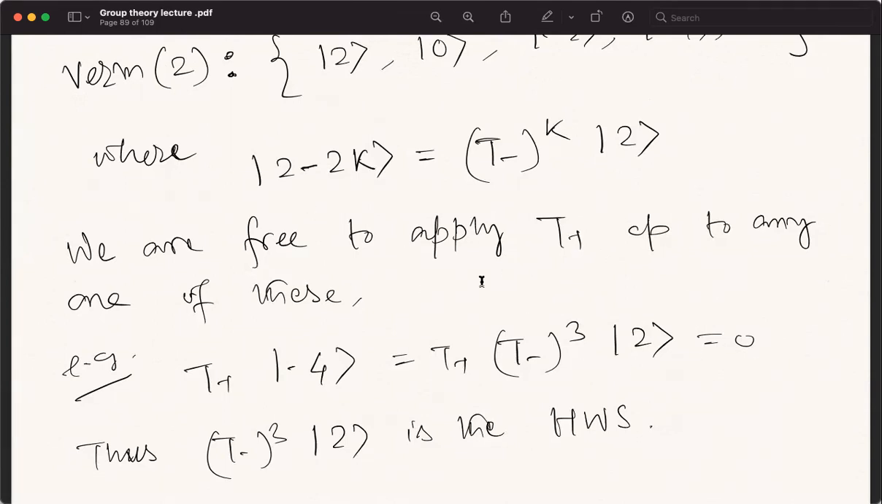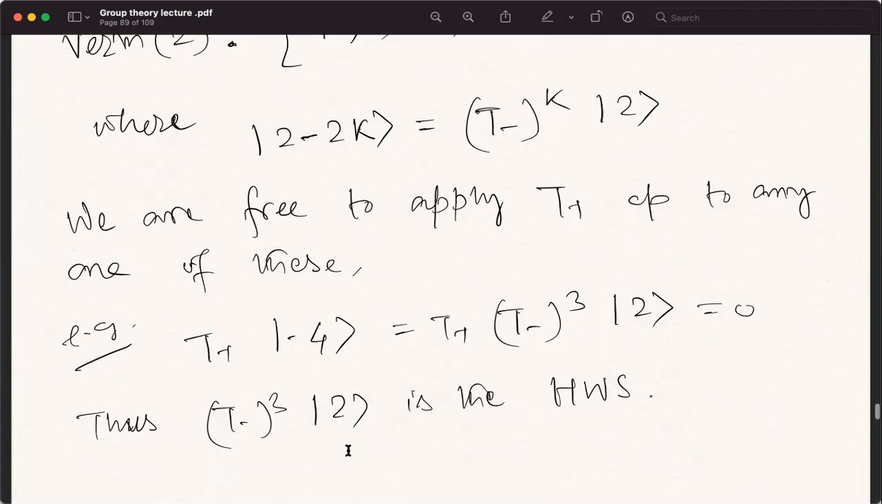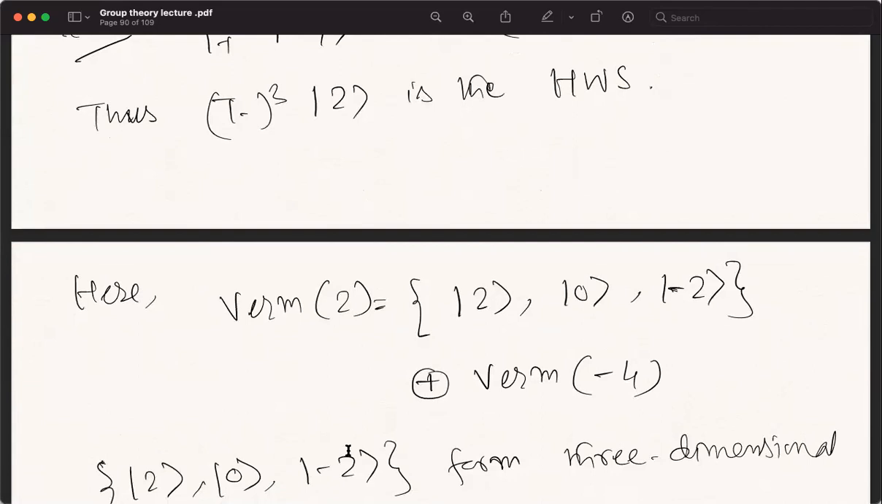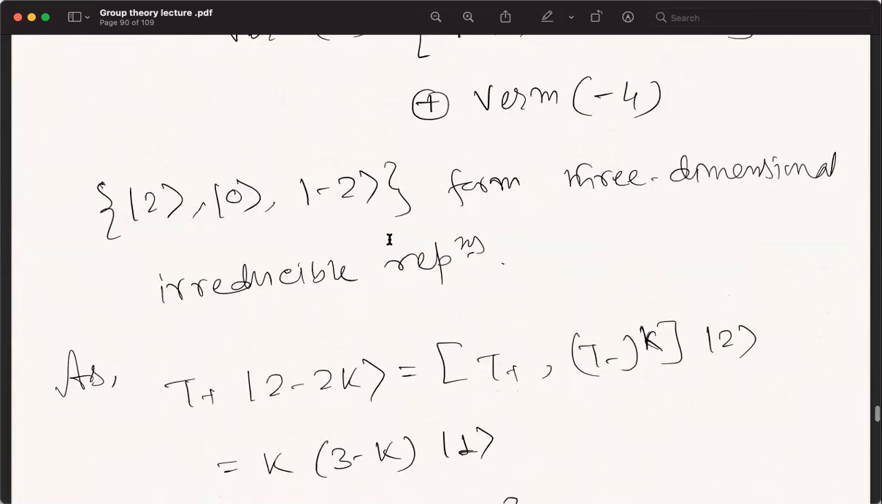And this is basically 0, because this is the highest order state. So T minus cubed 2 is an actual highest order state. So here the Verma module 2 we can write as 2, 0, minus 2, a collection of a triplet kind of thing, and the direct sum with Verma module minus 4, which cannot be further reduced or lowered that way, right? So this actually forms a three-dimensional irreducible representation.